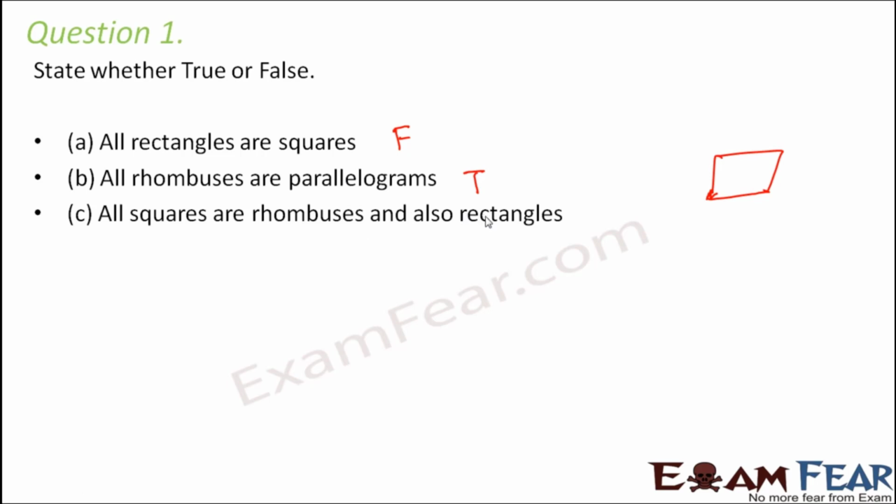All squares are rhombuses and also rectangles. Now squares have all sides equal. So you pick up any square, that square will satisfy all the properties of a rhombus. Now a rhombus wants all the sides to be equal. A square has all sides equal. A rhombus wants all the properties of a parallelogram. The square satisfies that in a rhombus.